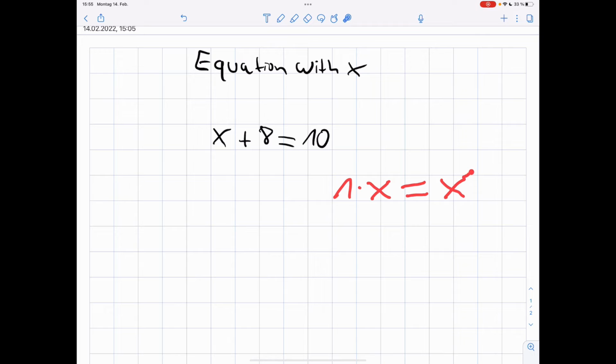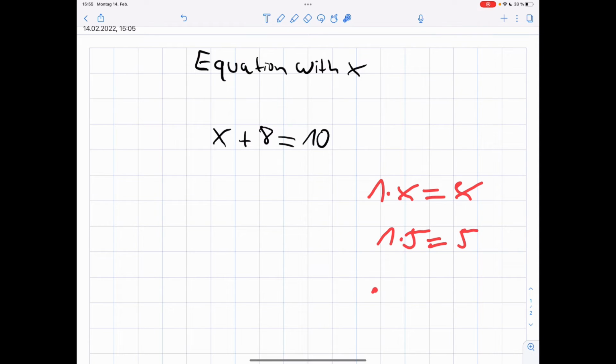Because when you multiply something, no matter what it is, by 1, by the unit, it stays the same, right? So 1 times x is x. 1 times 5 equals 5. 1 times a equals a, right? So it doesn't matter. But it's important for solving equations that you think of there being a 1 in front of x. In our case, we are lucky. There is already a 1 hidden in front of it because there's no other number.